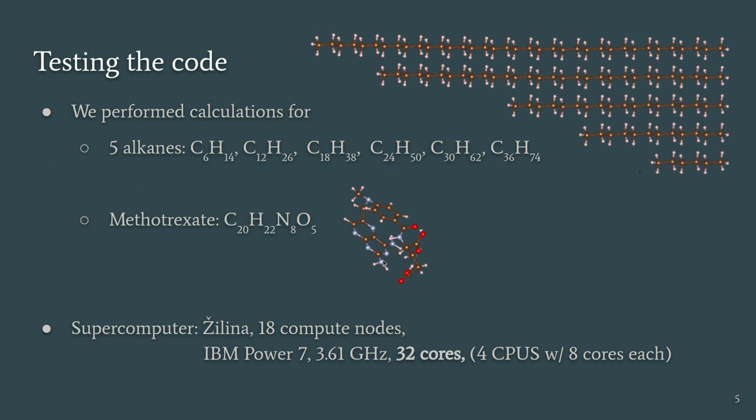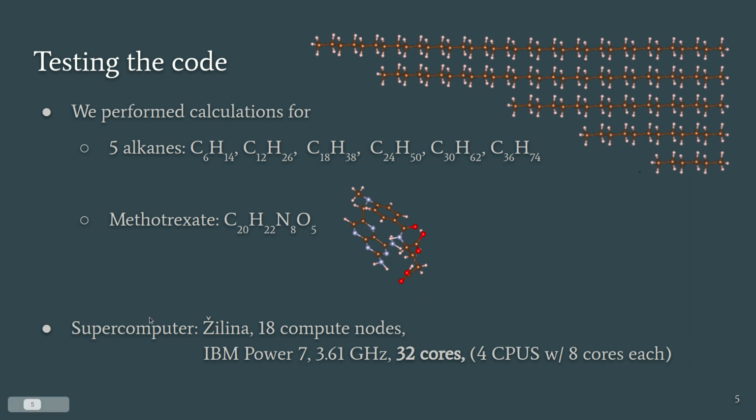The testing was done with multiple molecules. We used 5 different alkenes with varying number of carbon atoms, and we can see these molecules in the top right corner. We also looked at a molecule called methotrexate, and we can see this in the center of the screen.